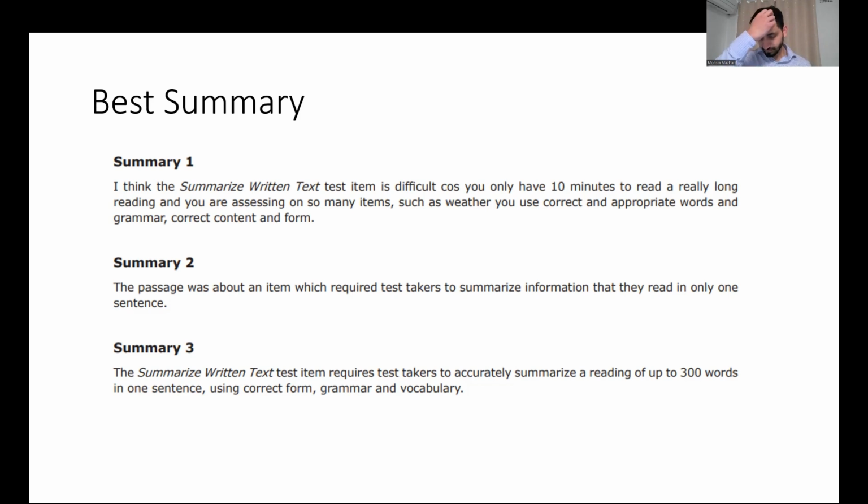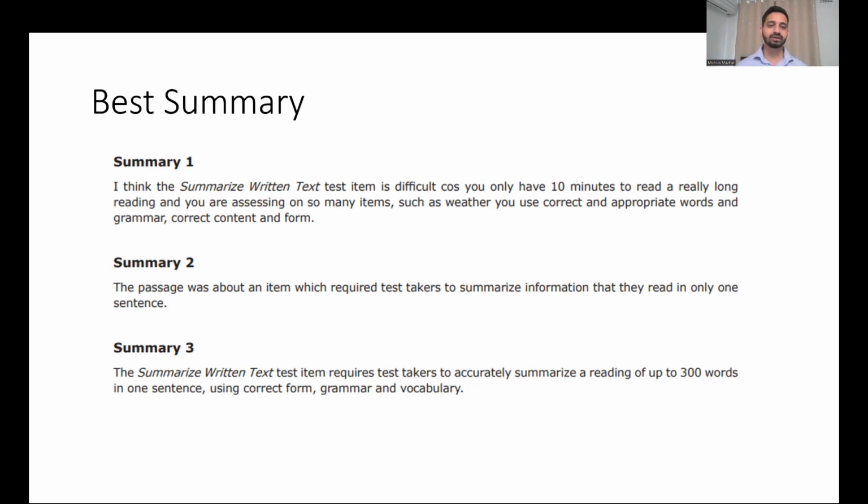So this one doesn't seem like it's a summary. This one seems like someone's opinion. I think summarized written text is difficult, right? So this is not a good summary because it's talking about opinion. And that's why at the start we talked about not giving your own opinion. Okay, let's look at summary two.